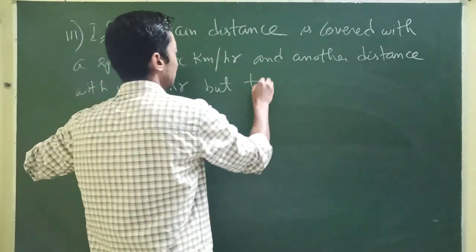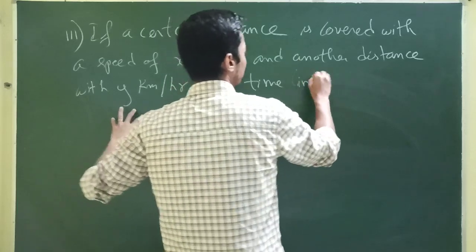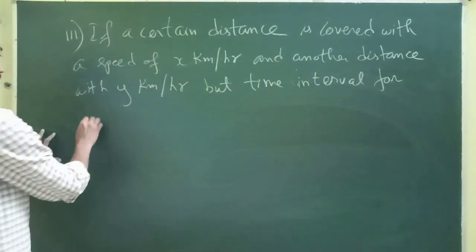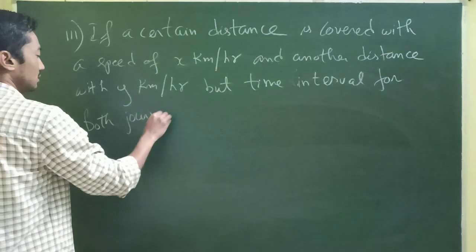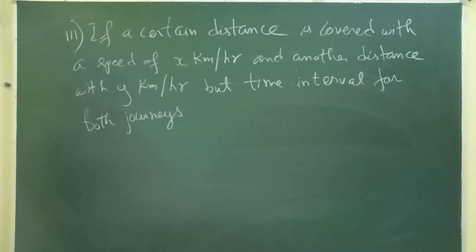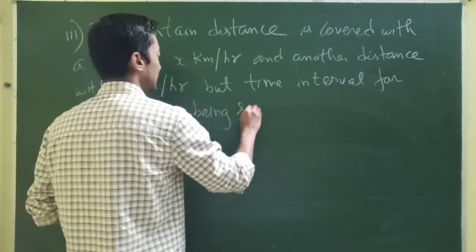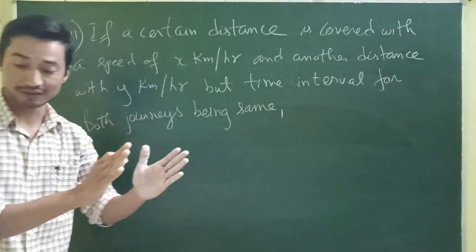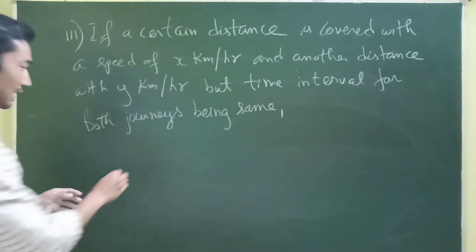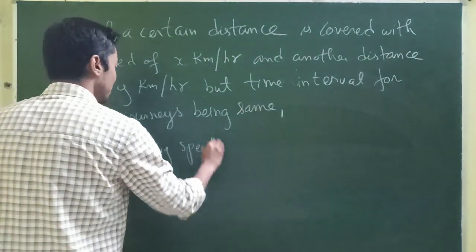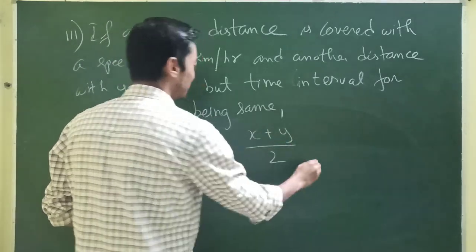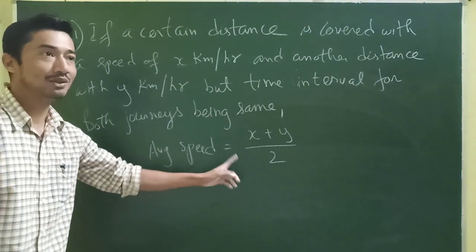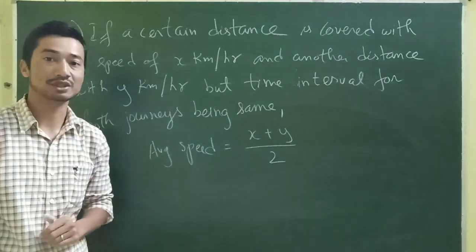Here what will we be saying? But the time interval for both journeys being the same. Time means time taken, no? That means the time interval is the same here. Earlier the distance was the same, this time the time is the same, the distance is different. But the time interval being the same, the average speed here of course will be x plus y divided by 2. You can use this only when the time interval is the same.